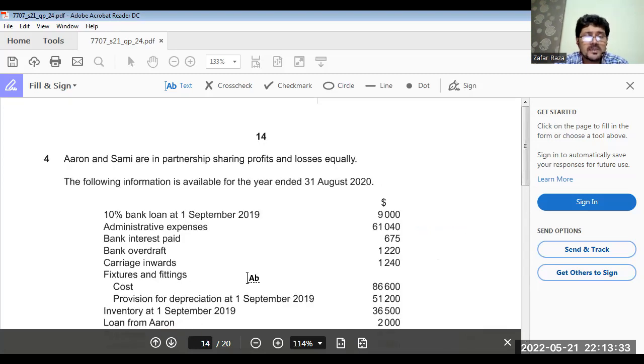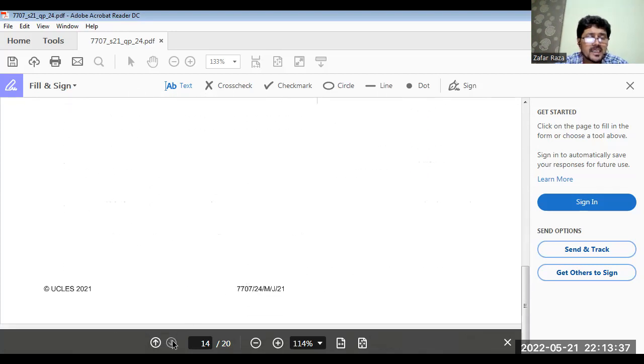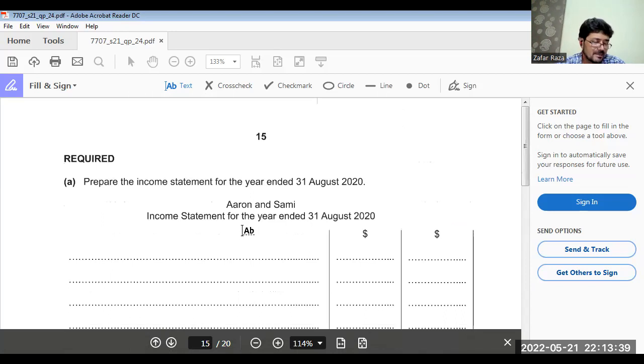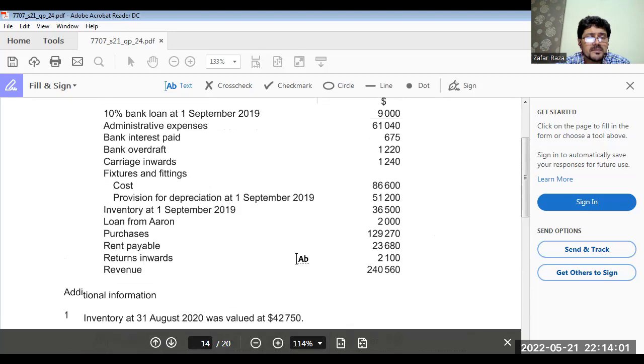Aaron and Sami are partnership sharing profit and losses equally. What is required? Income statement of partnership. So income statement for partnership, for joint stock company, and for sole proprietorship is the same. Start with the revenue. How much is the amount of revenue? 240,560.